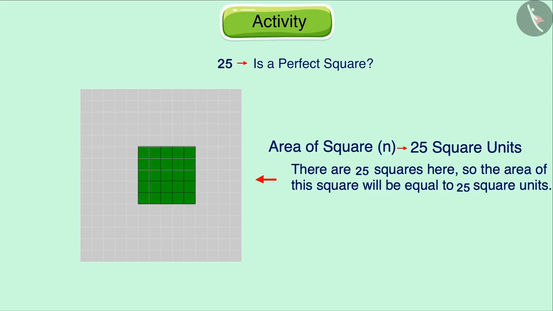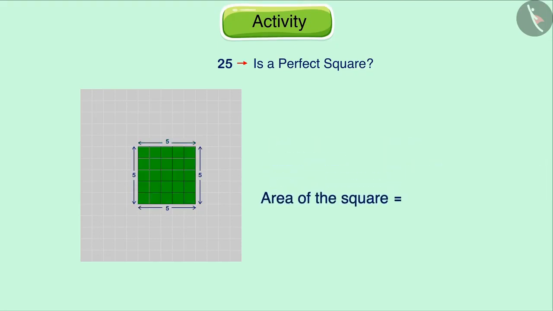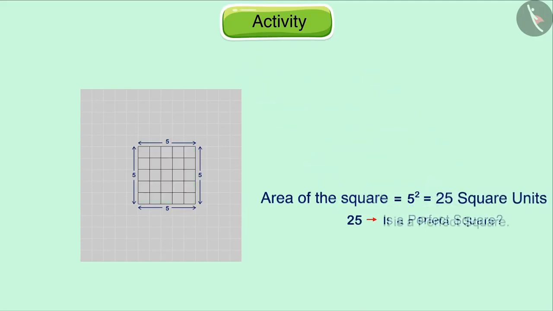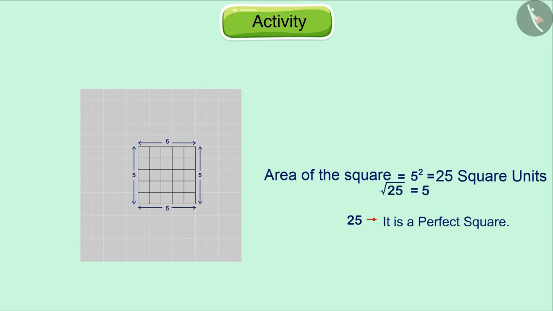Here, we can also use the formula for the area of the square. We can verify from the length of the side of the square that all sides of this square will be equal to 5 units. The area of this square will be equal to the square of 5, that is 25 square units. From this, we can find that the number 25 is a perfect square whose square root is 5. The sides of this square are equal to 5 units because the square root of 25 is 5. Let's go ahead.